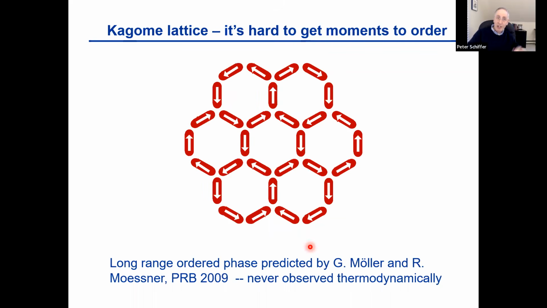Now, it turns out because of that frustration, it's actually quite hard to get the moments to order in the Kagome lattice. It turns out that there is an ordered state. If you have long-range interactions, you do get an ordered state theoretically, but thermodynamically, no experimentalist has actually observed an ordered state yet in Kagome ice. There have been many, many people who have studied this. No one's ever gotten it to order thermodynamically. You can force it to order by using an MFM tip and various other ways, but no one has actually gotten it to settle into its long-range ordered state.